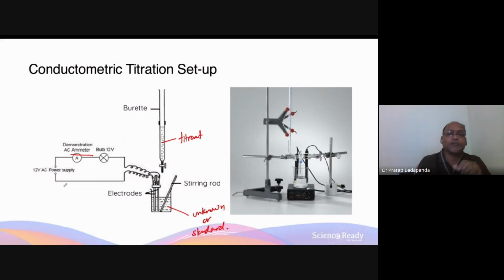The magnitude of current is proportional to the conductivity of the solution. So when a solution becomes more conductive, the current detected will increase, and vice versa if the conductivity decreases.